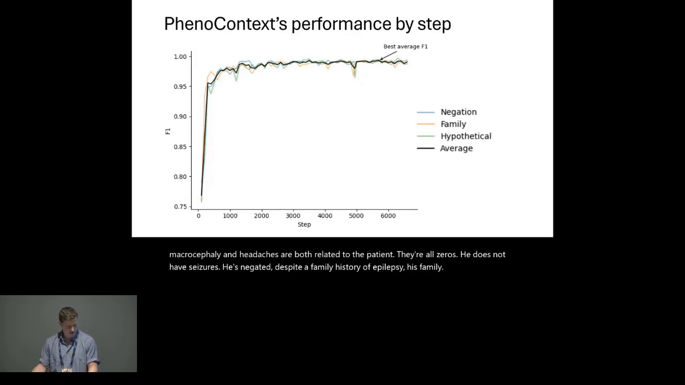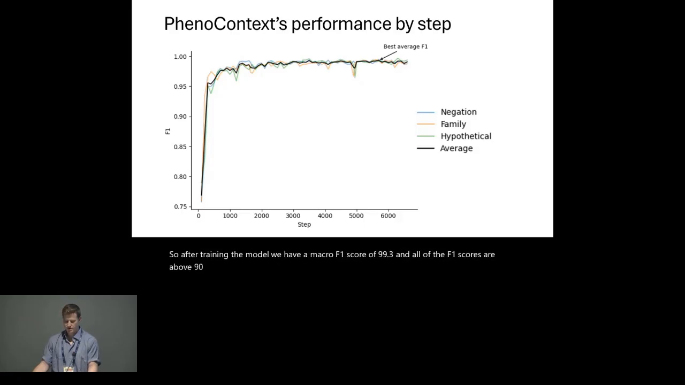So after training the model, we have a macro F1 score of 99.3, and all of the F1 scores are above 99 for negation, family, and hypothetical.